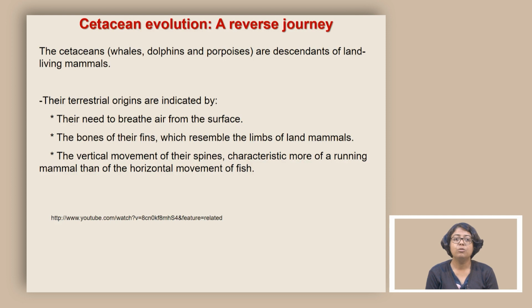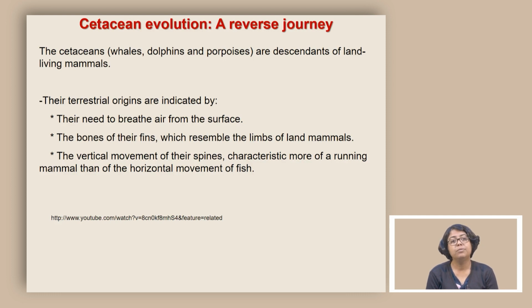The terrestrial origin is indicated by their need to breathe air from the surface, and that is the reason they come up to the surface every once in a while. A whale or a dolphin or a porpoise cannot live inside the water for the entire time. They can live for a substantial amount of time, but then they have to surface because they have to breathe air, and they cannot breathe air from the water, unlike the fishes, unlike the sharks.